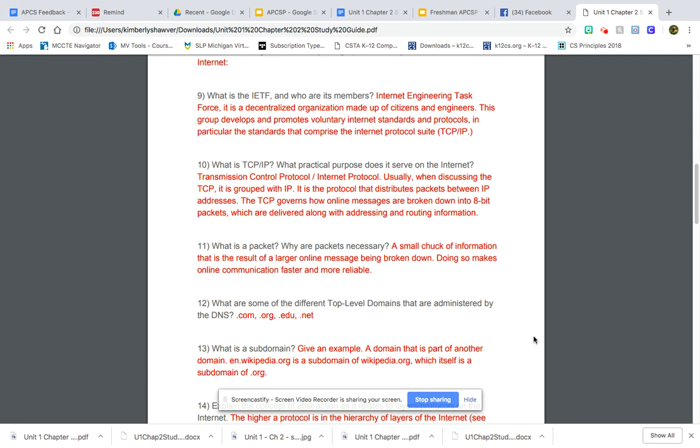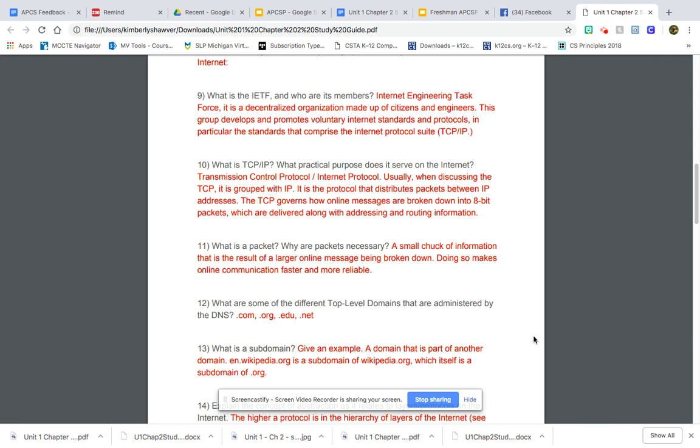TCP/IP. What is TCP/IP? What practical purpose does it serve on the internet? Transmission Control Protocol / Internet Protocol is what TCP/IP stands for. Usually when discussing TCP, it is grouped with IP.